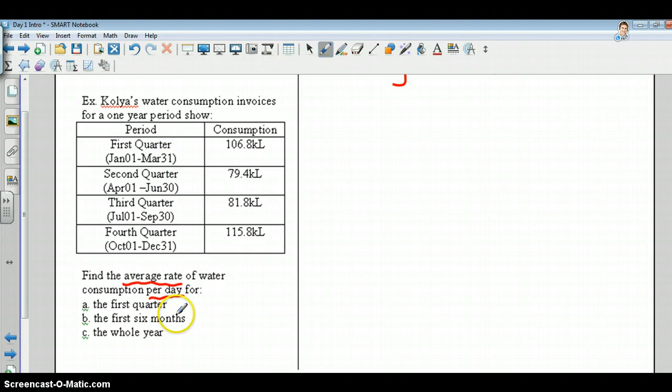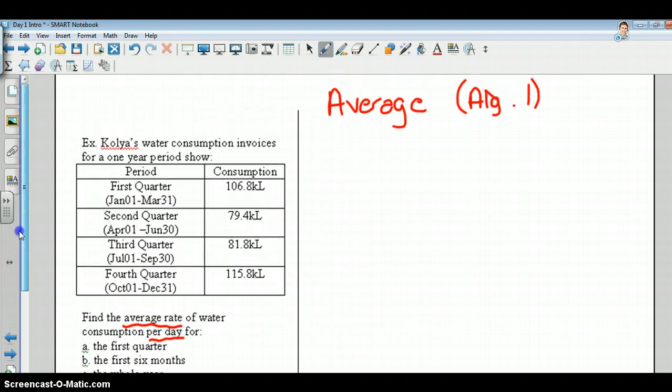First 6 months would be pretty similar. I've got my total consumption over the first 6 months, divided by how many days I have in the first 6 months. Very similar to the whole year as well. Go ahead and make sure you have 3 answers, and we'll check them tomorrow.